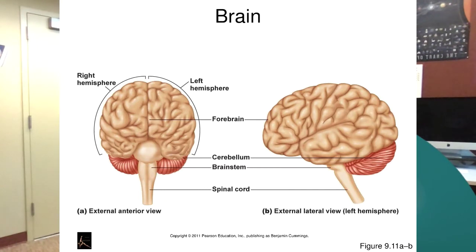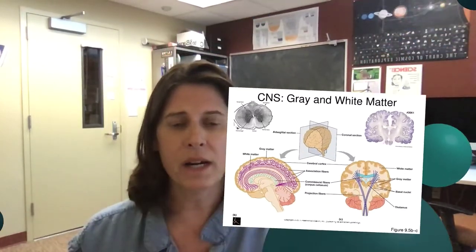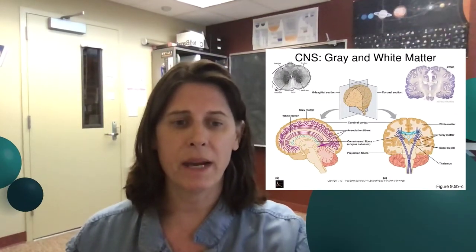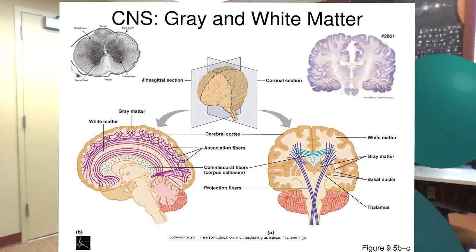The outer portion of the cerebrum is the cerebral cortex, and that's what you saw over here with the gray matter. It's the gray matter of the cerebrum that forms the cortex.